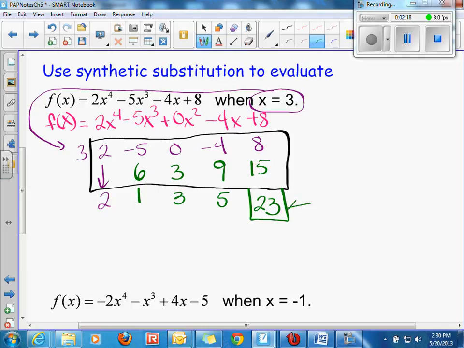When you're doing synthetic substitution, the last number is your answer. And what this is really, it's a point on the graph. This would be the point 3, 23, if we were to be graphing it, or just so you can see that this actually has some meaning behind it, it would be the point 3, 23 on the graph. Or if you plug in 3 for x, you get 23, is what this is doing.